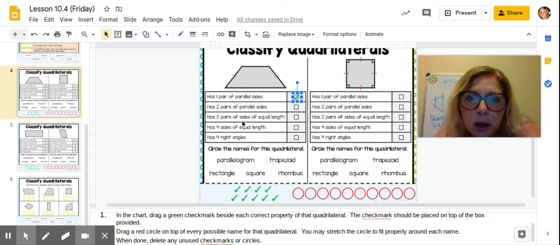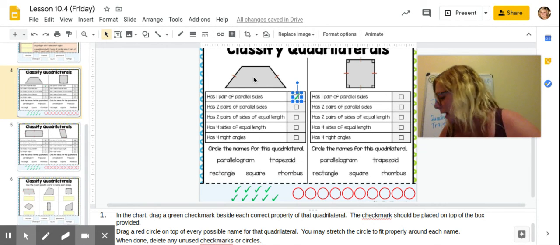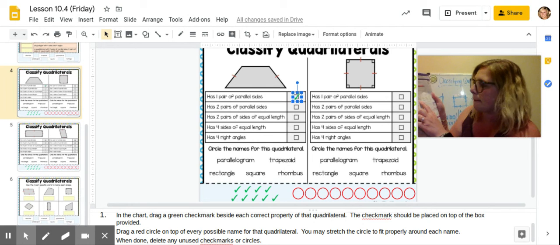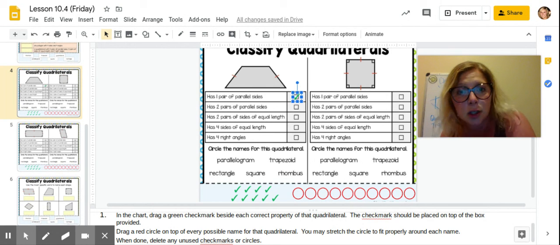Has two pairs of sides that are equal in length? Well, this is a pair here, these two. So that's only one. This side and this side are not the same, so I would not put a check under there. Has four sides of equal length? No. Has four right angles? No. So looking at your reference sheet, I would say that is a trapezoid.